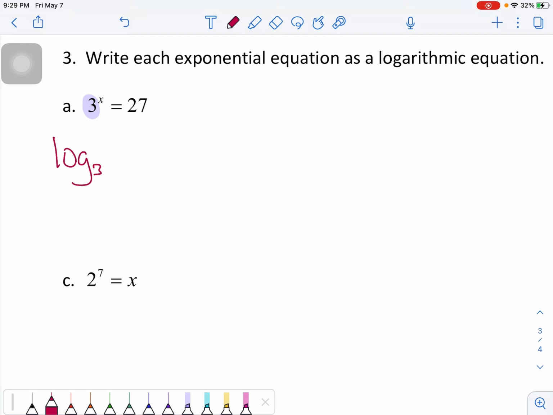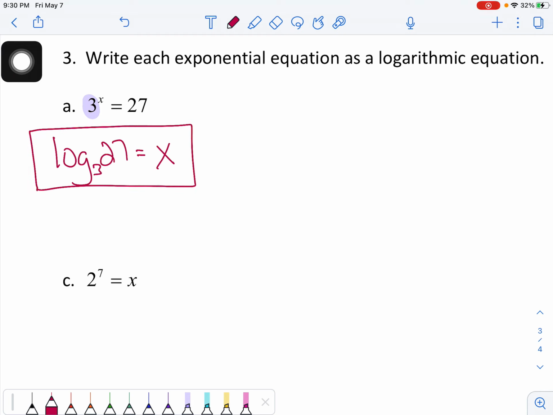Now you've got to figure out what goes where. Now I'm going to tell you that the logarithm is equal to the exponent, so that means the argument is going to be what the exponential was equal to. So log base 3 of 27 equals x. That is the transformed version.